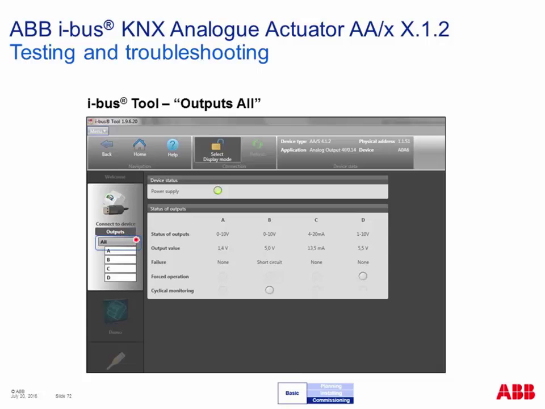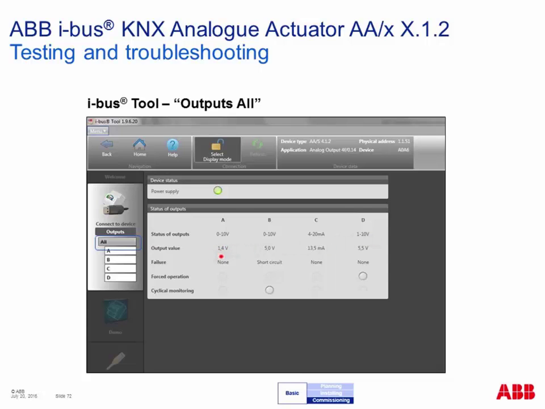Here I show you a screenshot. I'm connected with my analog actuator with the 4 analog outputs. You see on the first page, which is all outputs, channel A, B, C, D. The green LED is on. The additional power supply is okay. We see the parameterization of the 4 outputs. Output A, 0 to 10 volts. Same for channel B. Output C is used as 4 to 20 milliamps, and D, 1 to 10 volts.